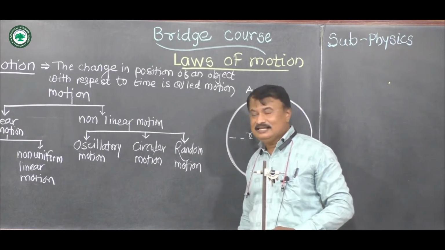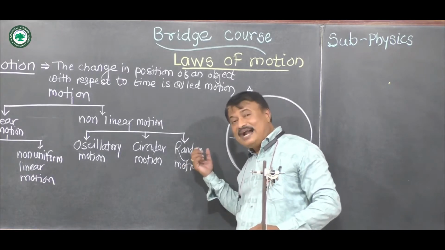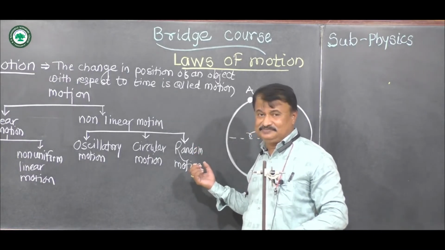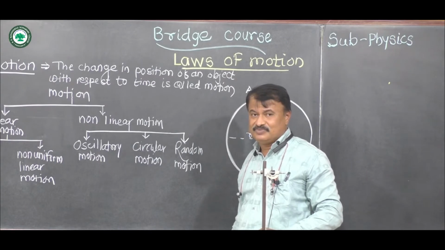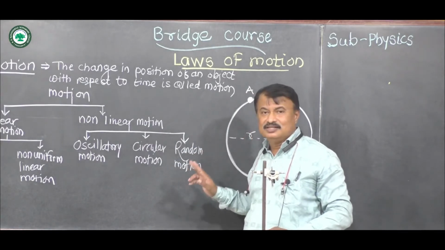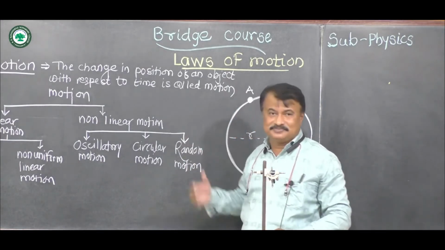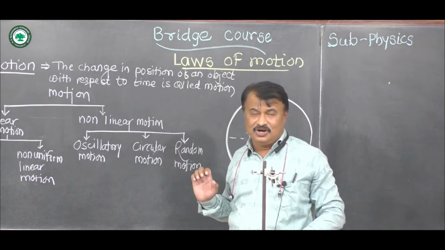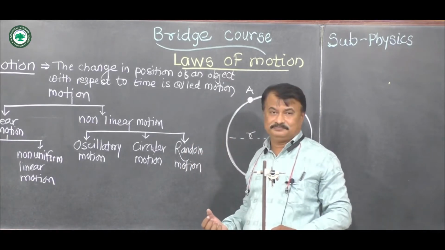Now we have to study another type of non-linear motion. Random motion is the motion of an object in different directions with different velocities. Direction and velocity are not fixed in random motion. If we consider the flying of birds, they move in any direction with any velocity. Or the motion of a butterfly is also an example of random motion.